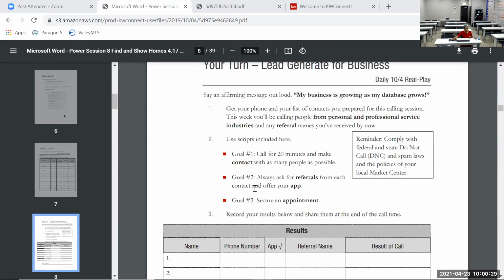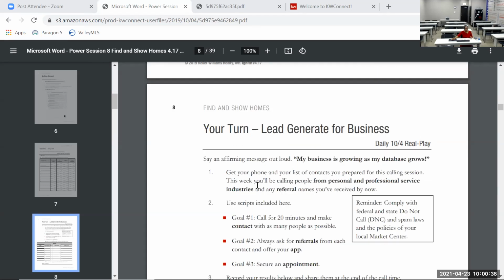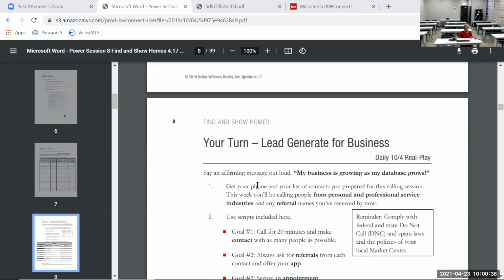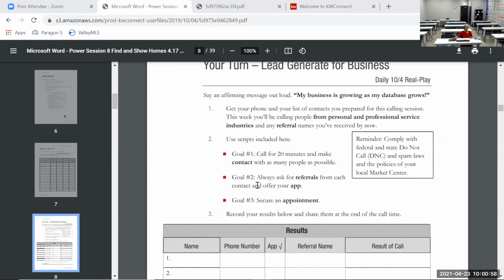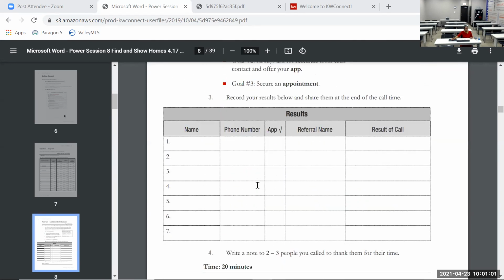So again, please remember that every day you want to spend time calling, so you want to do your 10-4 daily. You are contacting 10 people in your database. You're making 10 new connections, and you want to add them to your database. You're writing 10 notes to 10 different people, and you want to preview 10 homes every week. Those are your 4 activities that you should be doing on a regular basis. Those are the activities that are going to grow your business.